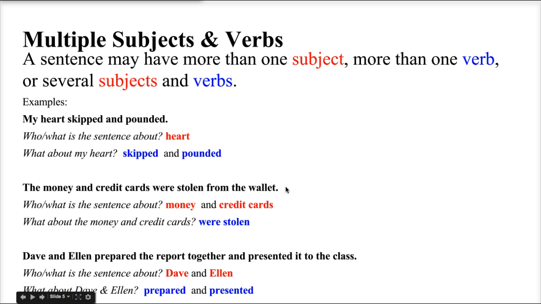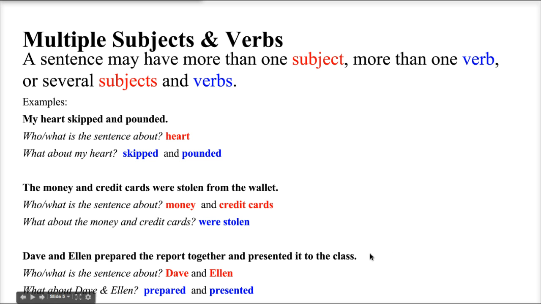The money and credit cards were stolen from the wallet. Who or what is the sentence about? It's about two things, the money and the credit cards. And what about those things? They were stolen. And then finally, you'll see in the last example here, a sentence that has two subjects and two verbs.